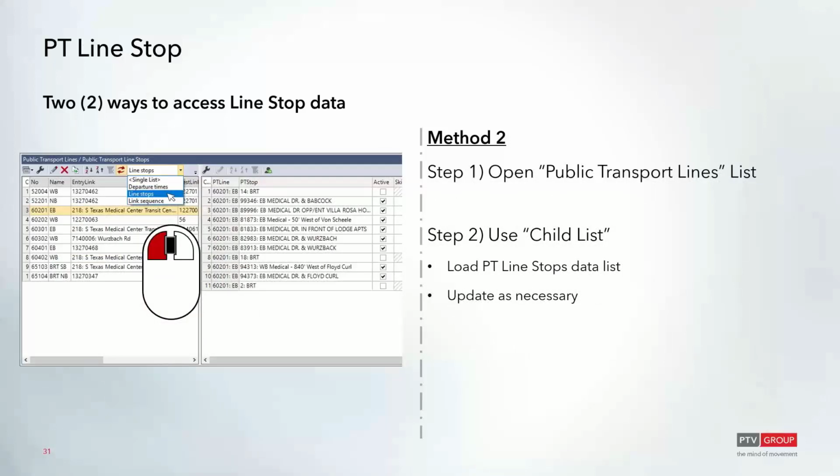And then again, the second way that you can access this line stop data is if you go back to that public transport line list, and then you can change that child list to line stop. And again, here's where you can see that active check mark, where you can update the active stops for a particular line through this interface as well.